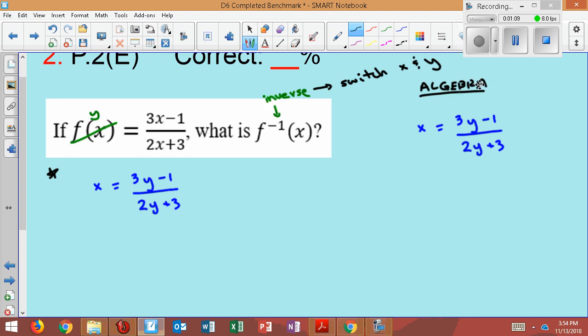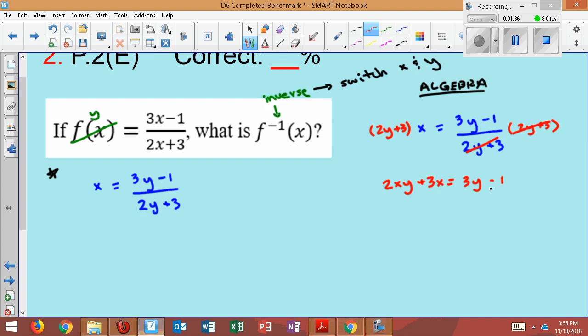All right, so if I want to do the algebra, I come over here. After I switch x and y, I'm going to multiply by the denominator because I do not like fractions. I want to make this fraction disappear. And so these two will cancel each other out because they're both factors. And now I need to distribute. So 2y times x is 2xy. 3 times x is 3x. This equals 3y minus 1.